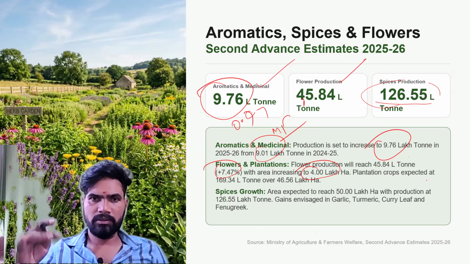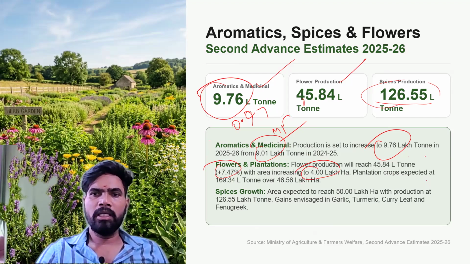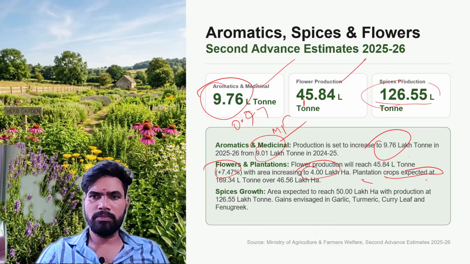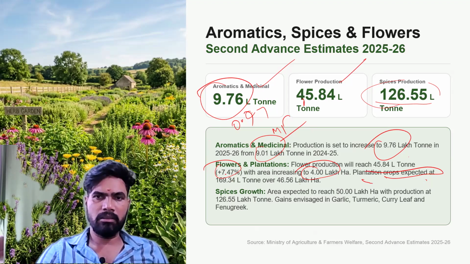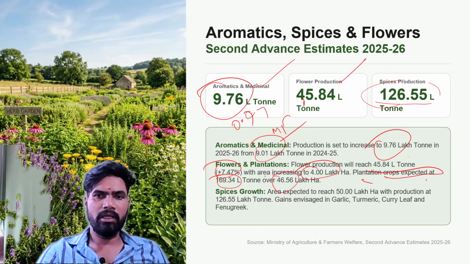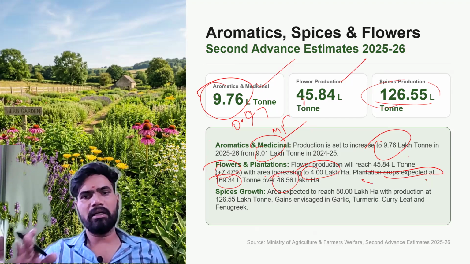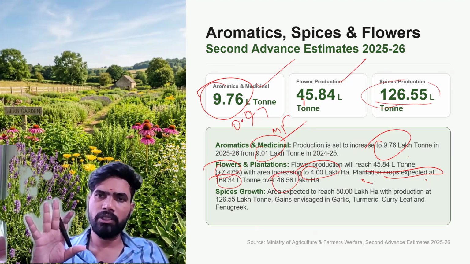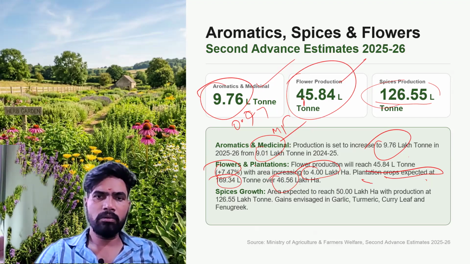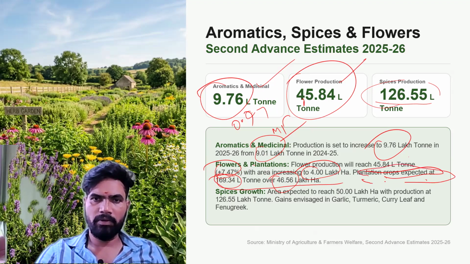Under flowers, within floriculture and plantations, plantation crops production is expected at 169.34 lakh tons. And the area covered for plantations is 46 lakh hectares. These numbers are very, very important. Try to remember them. Earlier we had seen figures only for flowers. Now I have given the figures for plantation crops also. Remember them, very, very important.